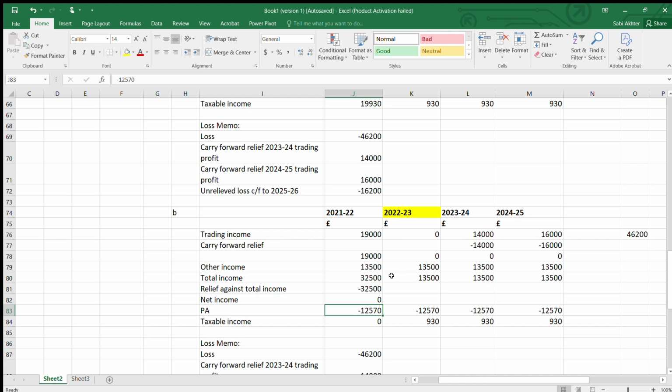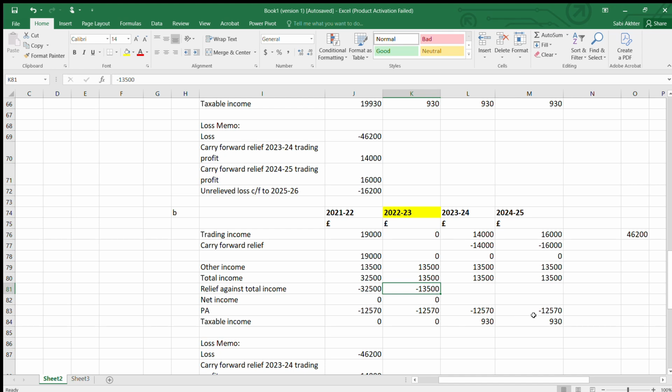Coming here in the next year. So here also 13,500 is a total income. So here relief against total income 13,500. Done. In this case, if you do the sum function, just take it here. It's 0. Here it will be 0 because it can't be negative, because you have utilized the entire total income.